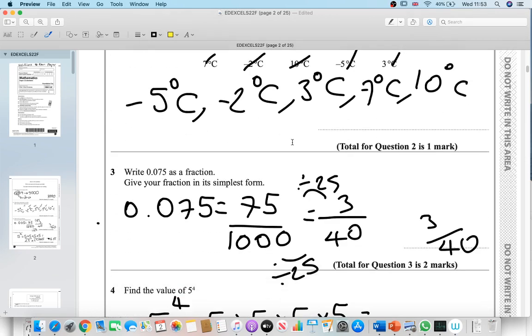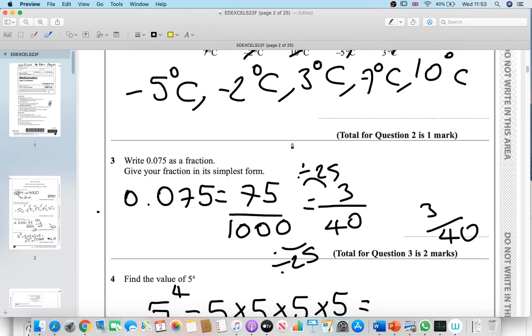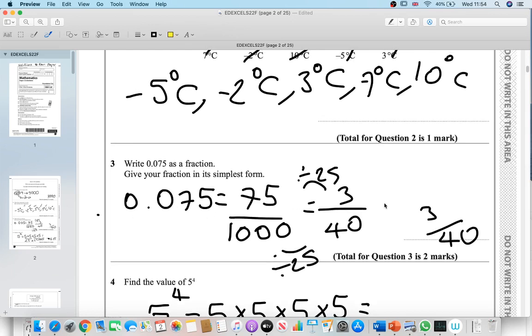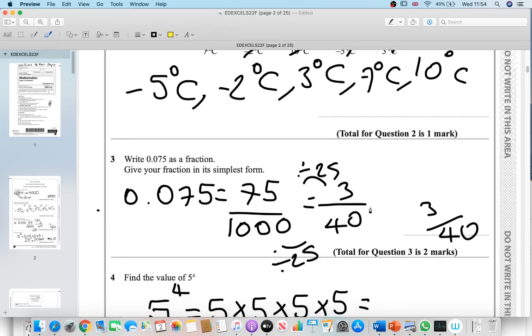Next part. Write 0.075 as a fraction, giving your answer in its simplest form. This is going to be 75 over 1,000 because I've got 3 decimal places, which simplifies to 3 over 40. I divide top and bottom by 25. The paper is a calculator paper, so you can just put that into your calculator and it will give you 3/40, but that's me showing full workings.